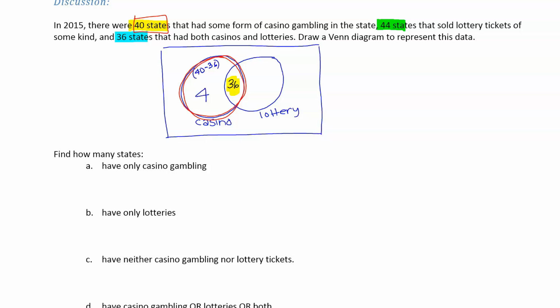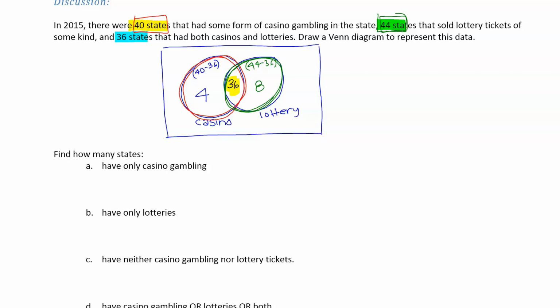Next, the 44 states have lottery tickets. So let's look at the second circle. The total for this circle is 44. But 36 states have already been accounted for in the middle. So to figure out the number of states with just the lottery, I'll subtract 36 from 44. Well, 44 minus 36 is 8. So 8 states have the lottery only.